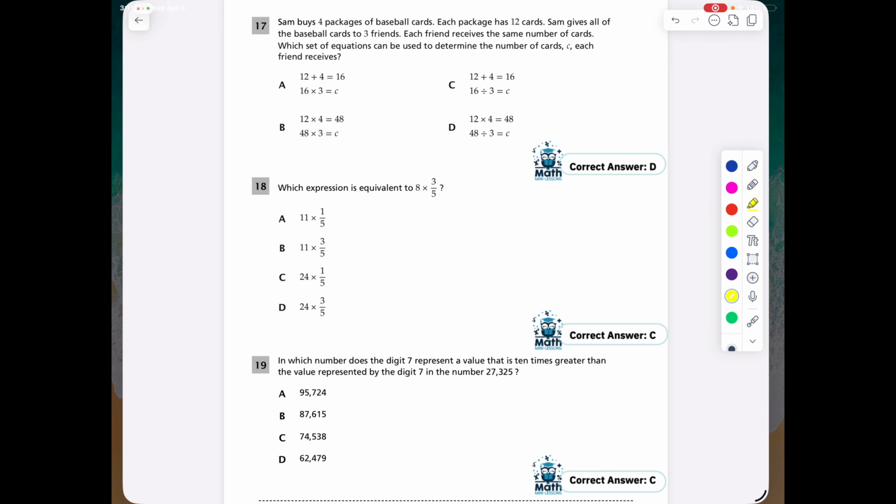Okay, so now I can read for that information. What are they asking me to find? They want me to find which set of equations can be used to determine the number of cards that each friend gets. Okay, what's the important information? I know that he buys 4 packs of cards and that each pack has 12 cards and that he gives all the cards. He has 3 friends. So that's going to help me.